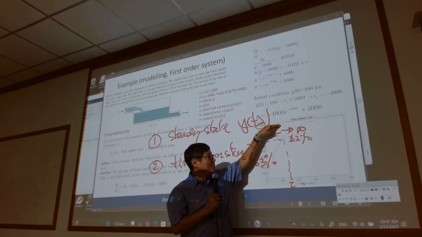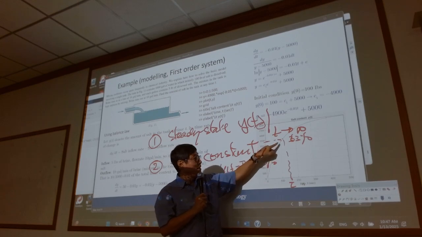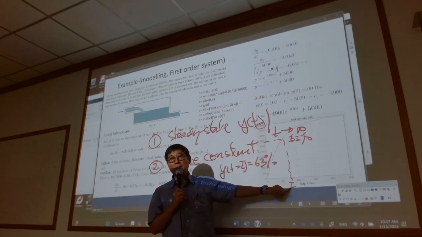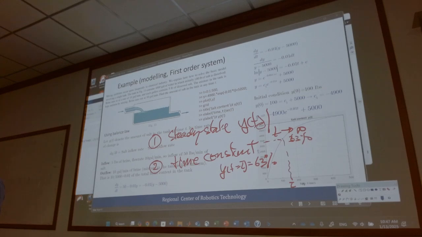Let's say you have this one as a steady state, and 63% is reached at this tau. What's the time here? Time constant. The time constant will tell you how fast your system is. When you compare first order systems, you can look at the time constant. Which one is smaller, that one is faster.